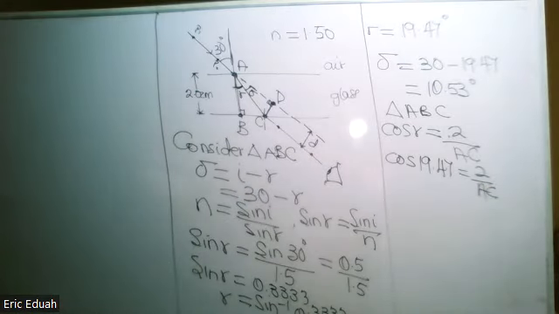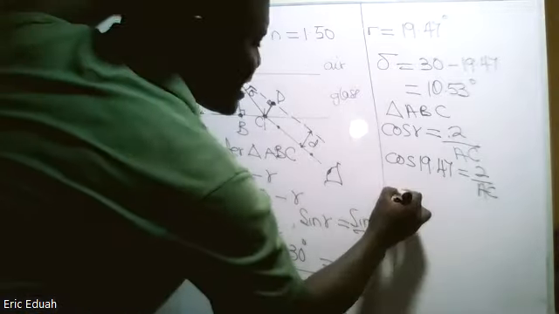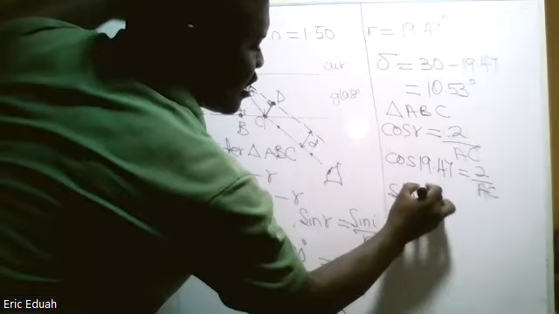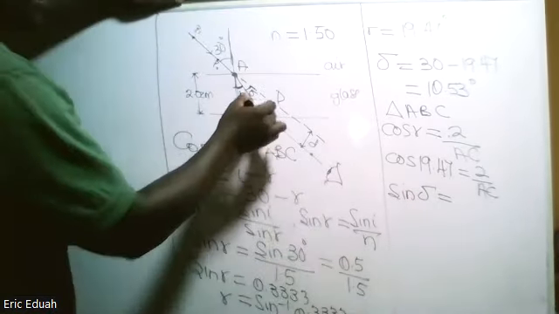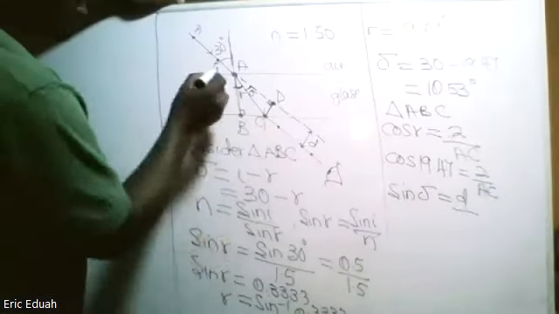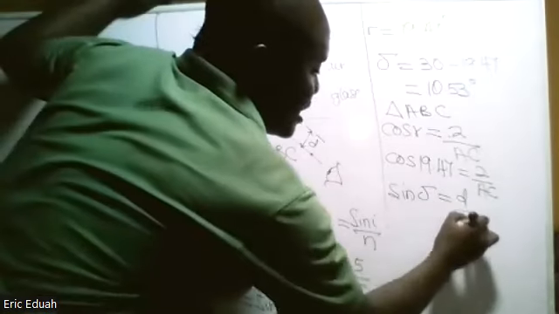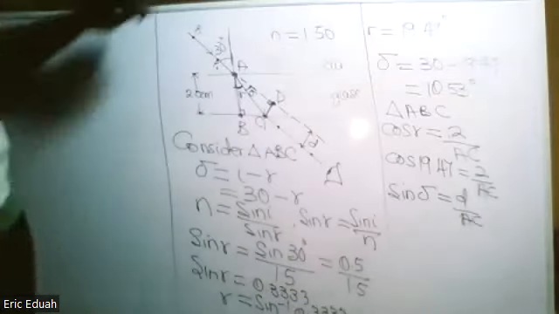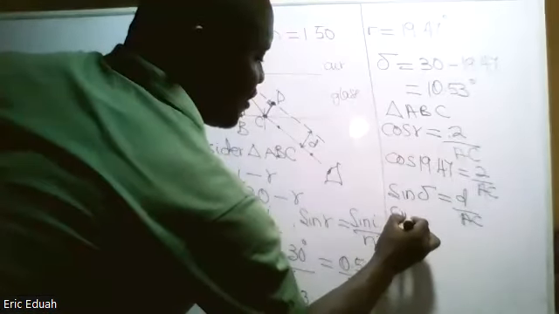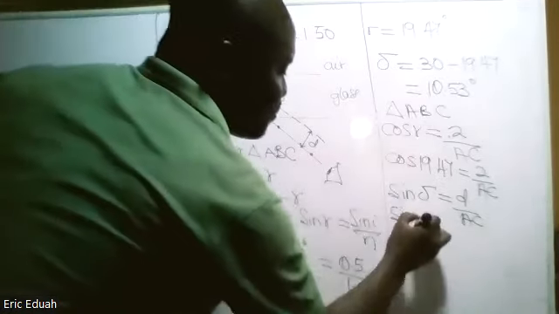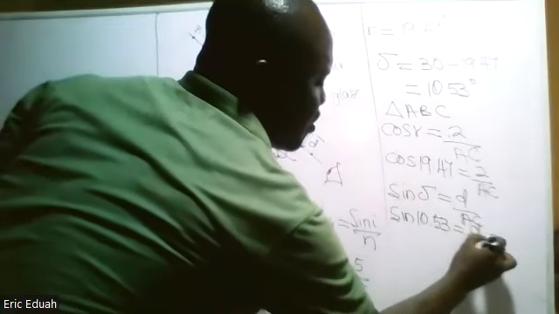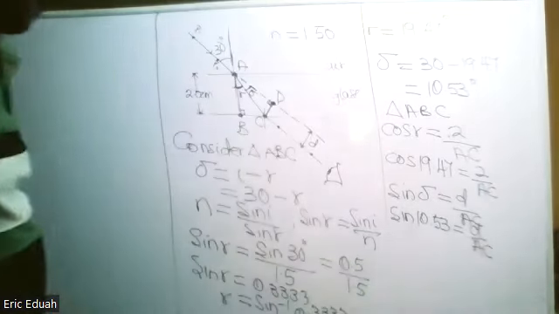But let's hold on. If we take the sine of sigma, this is equal to opposite, and that is D over the hypotenuse. They all share a common hypotenuse, AC. Okay. Sigma we know. So sine of 10.53 is equal to D over AC.